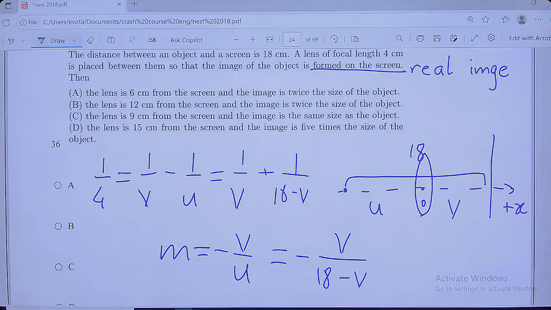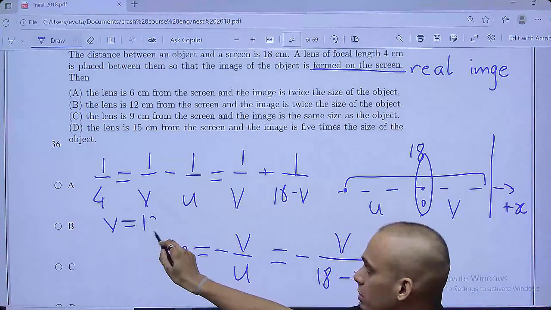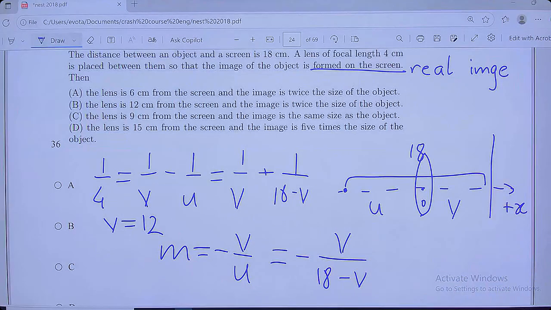Note it down. Quickly note it down. We get v is equal to 12 centimeter. Yes, we get v as 12 centimeter if we calculate this. And if we substitute v is equal to 12 over here, minus of 12 upon 18 minus 12, it is 12 by 6, so it will be minus of 2. So negative magnification means, yes, for sure, the image will be inverted. Image will be inverted, it will be real, and the magnification will be twice. Option B exactly matches from here.